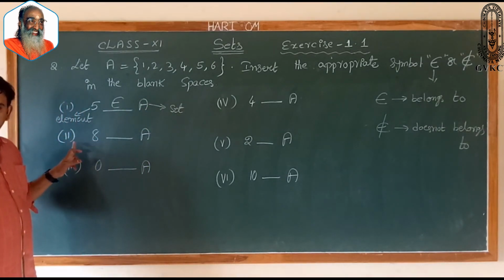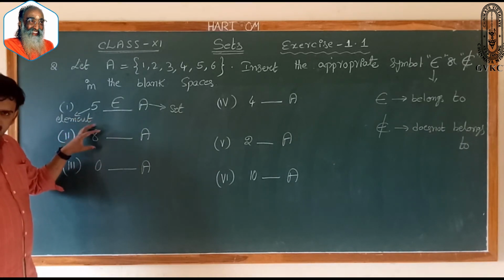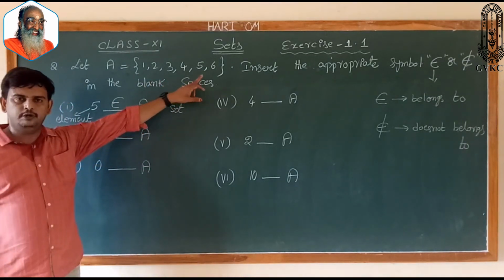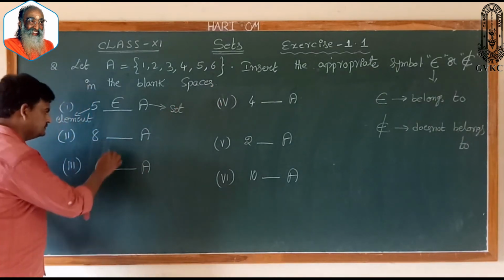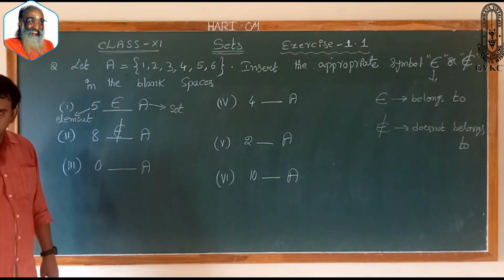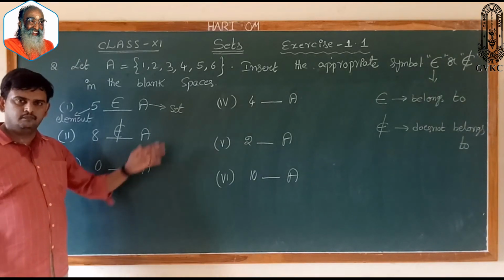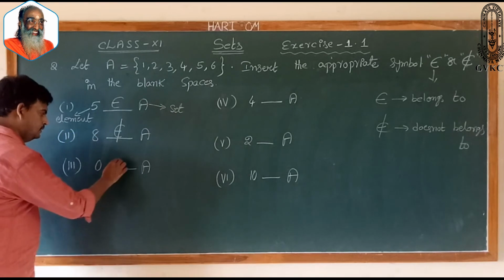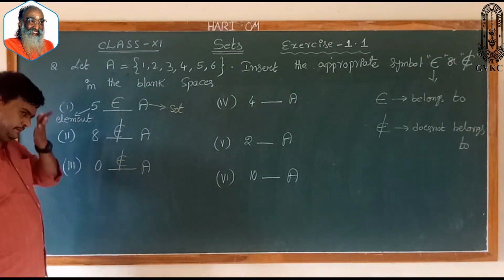Now the second question, 8 and A. 8 is an element. Is this element there in set A or not? See here. Do you have 8 here? No, we don't have 8. So 8 does not belong to A. Next, 0 and A. Do you have 0 in the set A? No, we don't have it. So again, 0 does not belong to A.